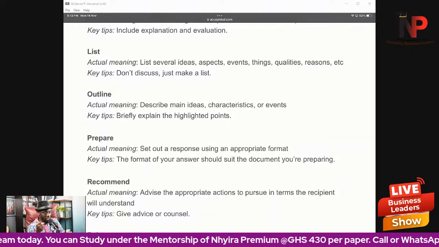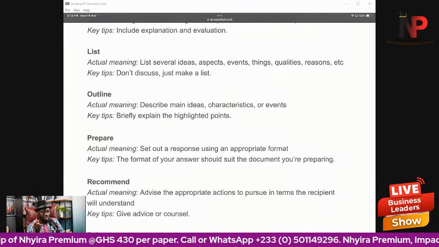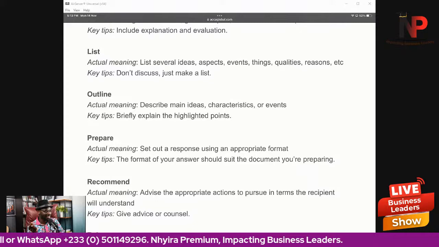Briefly explain. Don't come and write essay for us. Briefly explain. Some of you don't know the difference between briefly explain and explain in detail. Got to be careful on that.